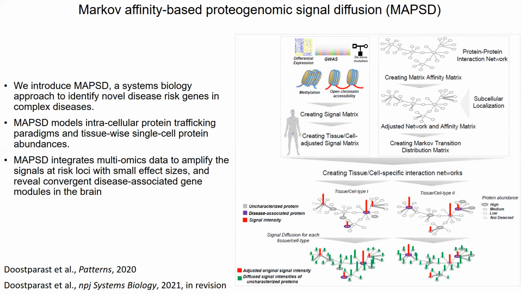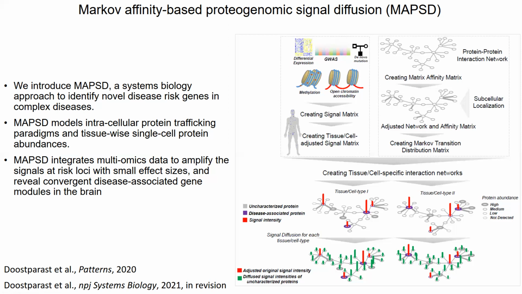So using this subcellular localization, we will be able to create tissue-specific or cell-specific protein-protein interaction networks. After creating this tissue-specific network, using the Markovian properties of protein-protein interaction networks, we can propagate the initial signals that we have on known disease-related genes, as shown in the middle panel in red bars. We will be able to propagate this information throughout the entire network, and then calculate for each cell type or tissue of interest.